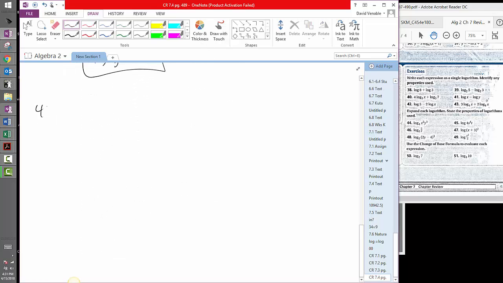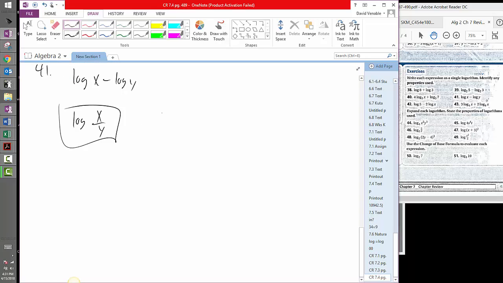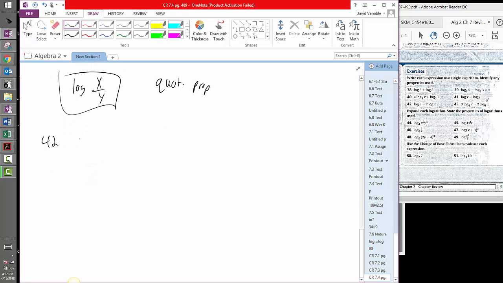All right, number 41. To simplify this one, it has just log of x minus log of y. Again, separated subtraction is just combined addition, so this is log of x over y. It is log base 10 for reference, in case you're wondering why there's not a base, but we talked about that. That's it, and that I'm using the quotient property.